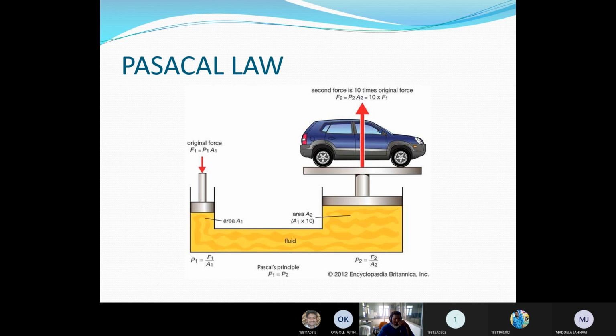That is why by applying a small force, we are lifting a big vehicle. Understand? In both cases, the intensity of pressure P is the same, whereas the areas are different. So by using this principle, by applying a small force, we can lift big vehicles also. Okay.